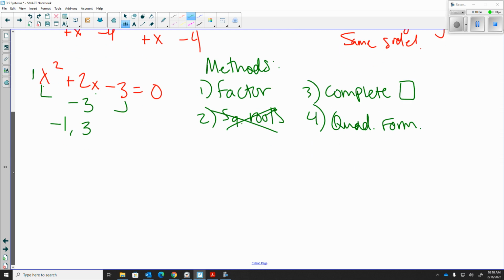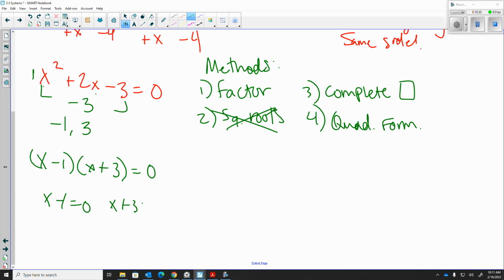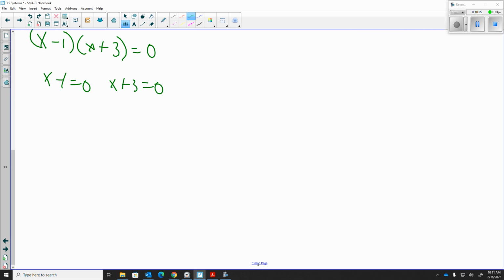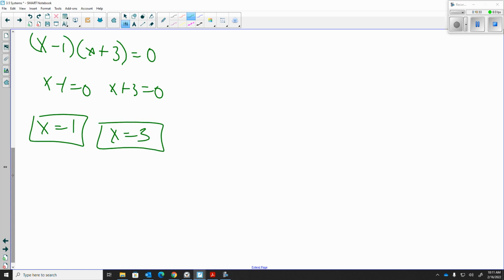So I have x minus 1 times x plus 3 equals 0. Well, that's great. I factored it, but how do I solve it? Split them up. Set them both equal to 0. And they're pretty easy to solve, so it's x equals 1 and x equals -3. Sorry, -3.